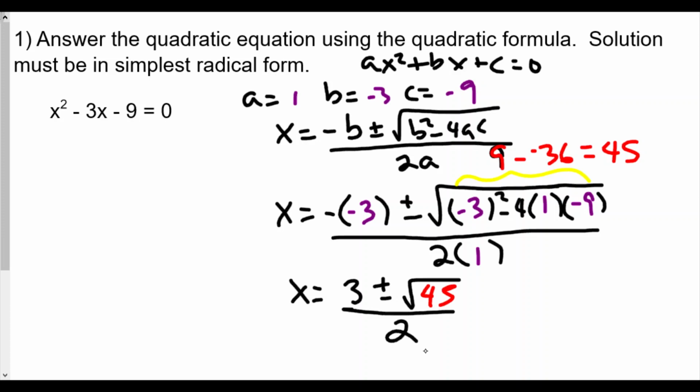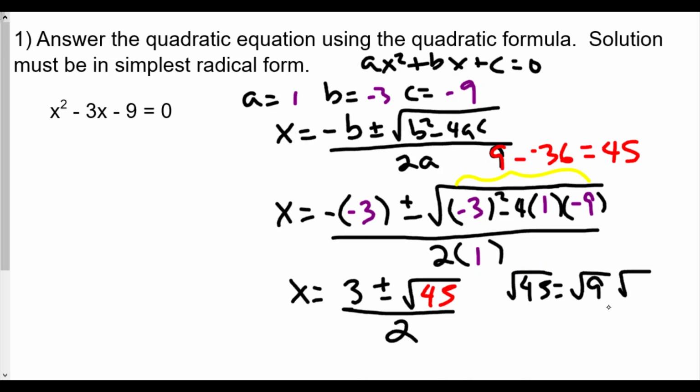Now, if we leave things like this, we're not getting full credit because it's not in simplest radical form. We have to simplify here. And so the square root of 45 can be written as the product of 2 square roots, right? And the first one will be the largest perfect square that divides evenly into 45. And that would be 9.